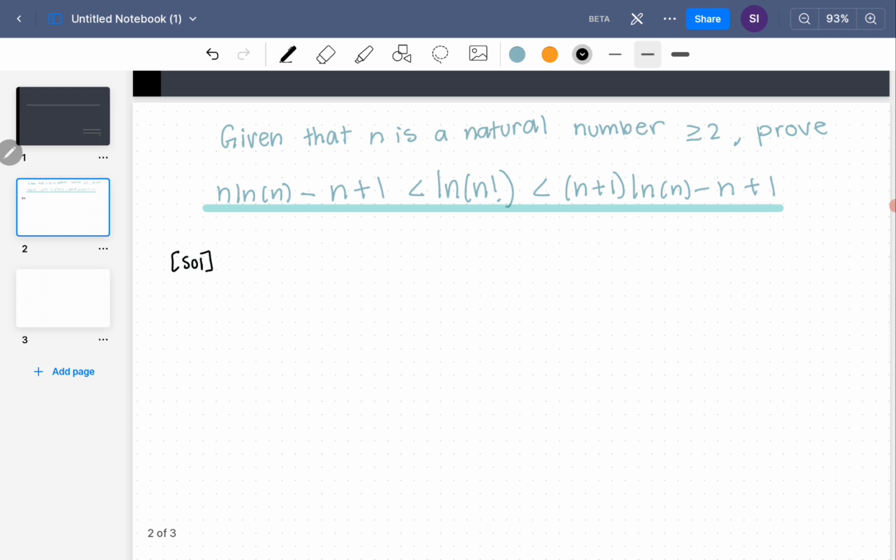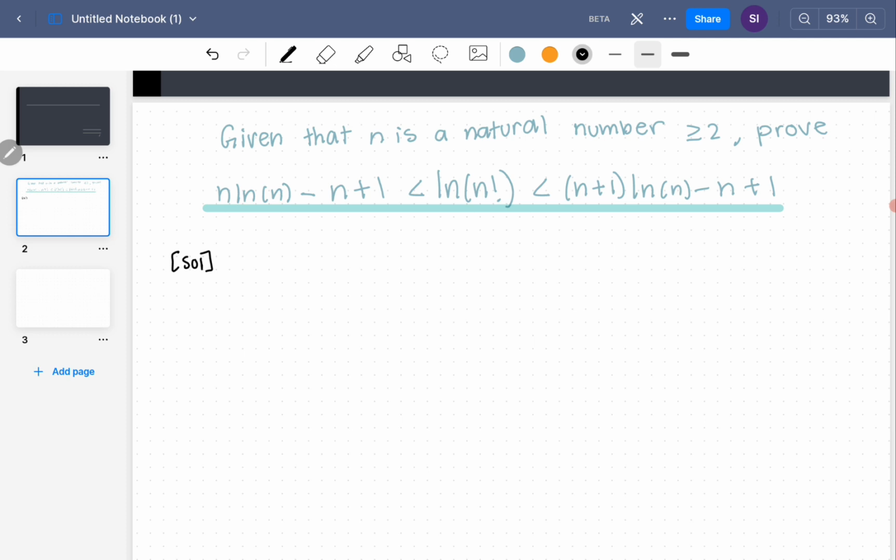So many of you may have been wondering, where should I start, right? Because we see that we have factorials, we have natural logs, we have the inequality symbol, we have this condition n is a natural number greater than or equal to 2. Where do we start? Well, first, let's start by taking another inequality.